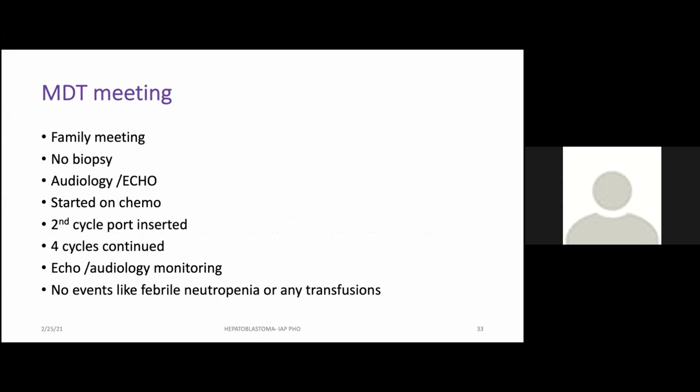Continue. So the child was discussed in a multidisciplinary tumor board, and the plan was to go ahead with chemotherapy without biopsy. The family was counseled regarding the same. Audiology and echocardiogram were done before starting the chemotherapy. In the second cycle of chemo, port insertion was done. The child received 4 cycles of chemotherapy and had echo and audiology monitoring throughout. There were no events like febrile neutropenia or any transfusion during the chemotherapy period.